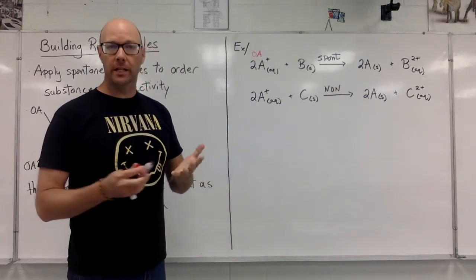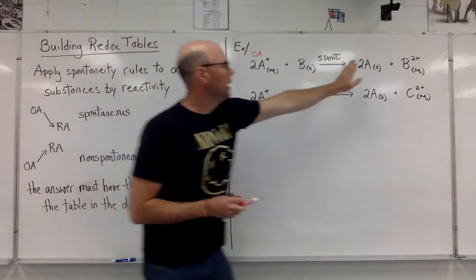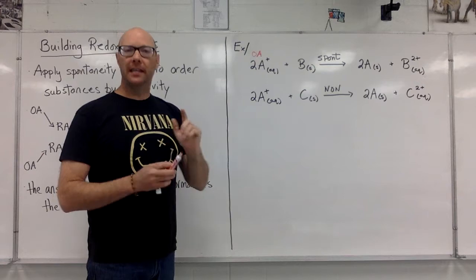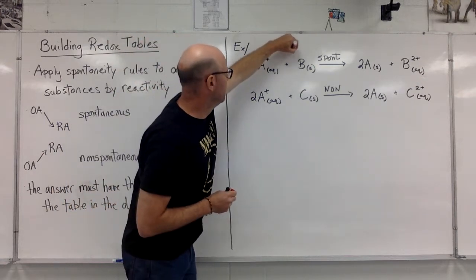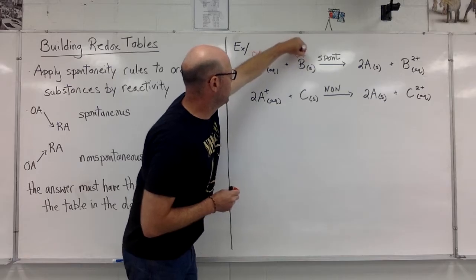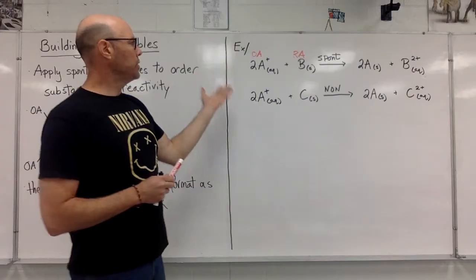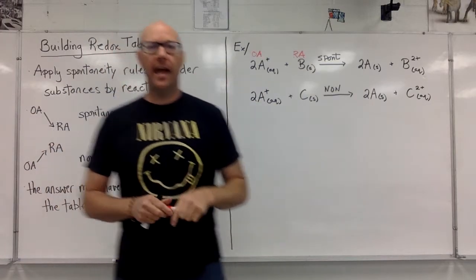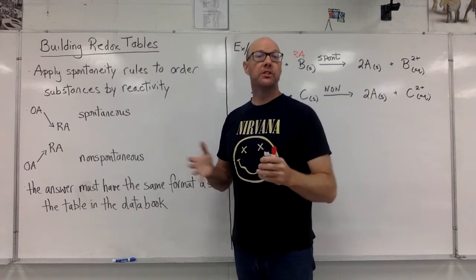I can reflect more deeply about it. It was neutral, B atoms, that became positively charged by losing electrons, by getting oxidized. The substance that gets oxidized is the reducing agent. After we decide which chemical is the OA and which one is the RA, then we can apply what we know about spontaneity to put them in some kind of order.